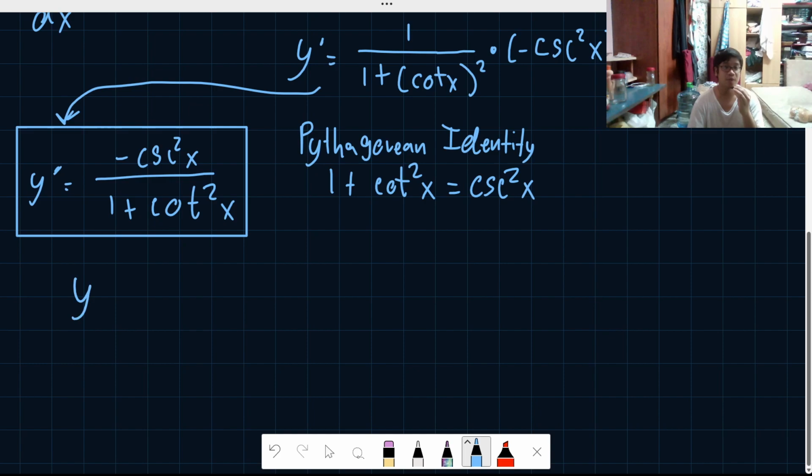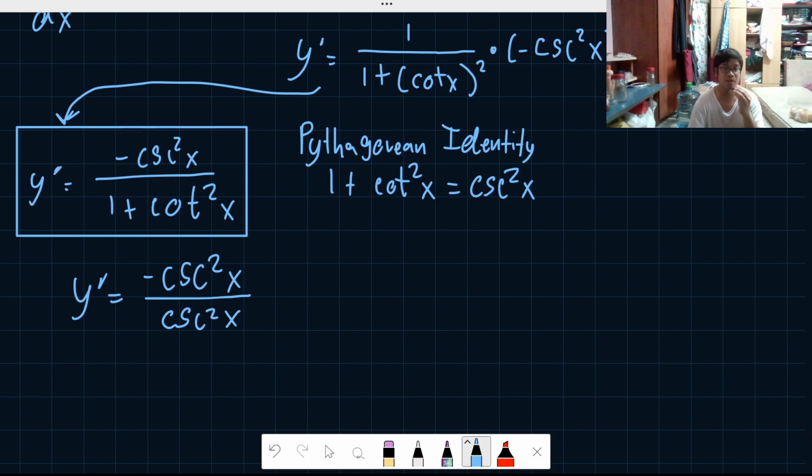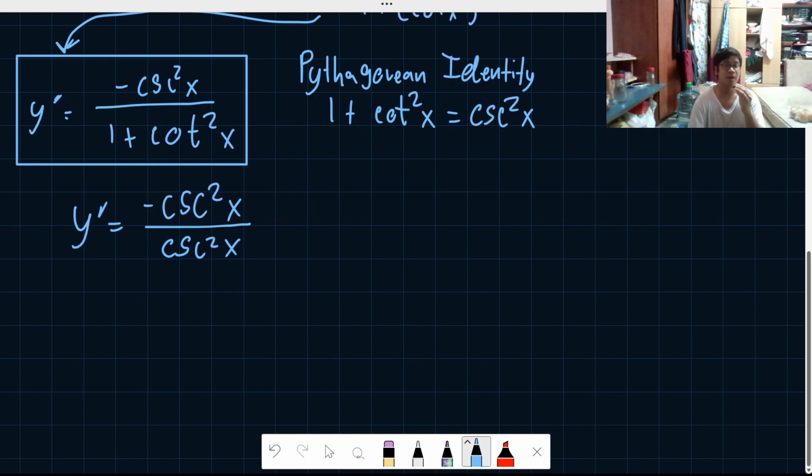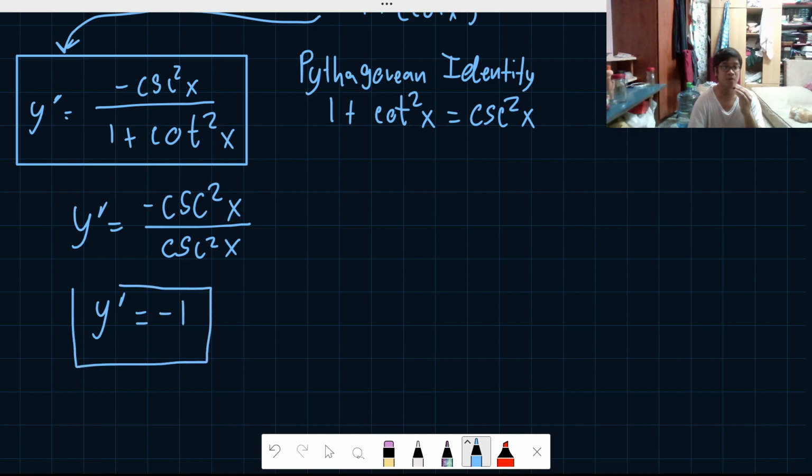Hence, y prime is equal to negative cosecant squared x all over cosecant squared x. Then we can simplify further. Negative cosecant squared x divided by cosecant squared x is just the same as negative 1. And that is our answer.